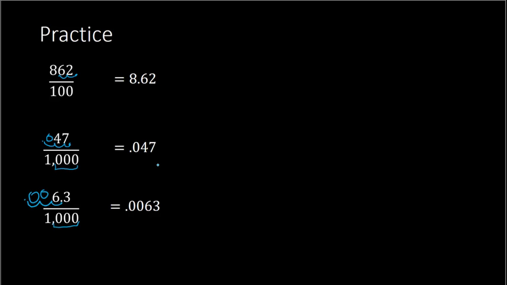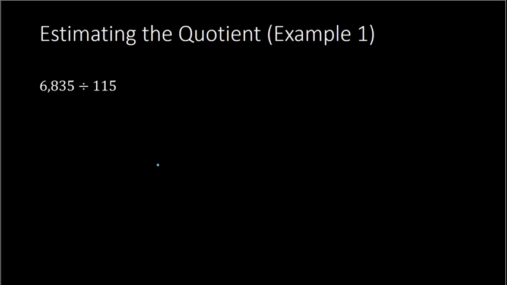So now we know how to divide by a power of 10, and we can use this as well to try to maybe estimate a division problem. So for example, if we wanted to estimate this quotient, we're trying to do 6,835 divided by 115. So one approach we can use is we can realize that 115 is close to 100. So I can think of this as 6,835 divided by 100 to get an approximate answer.